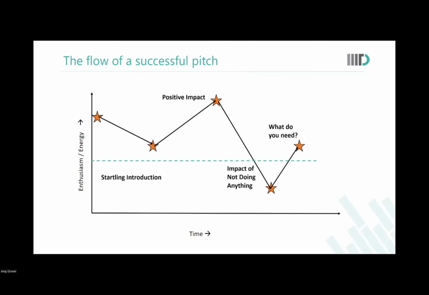And then once you've made the ask, now comes a very, very important part of your pitch. Can you tell me what that most important part of your pitch could be? Anyone?